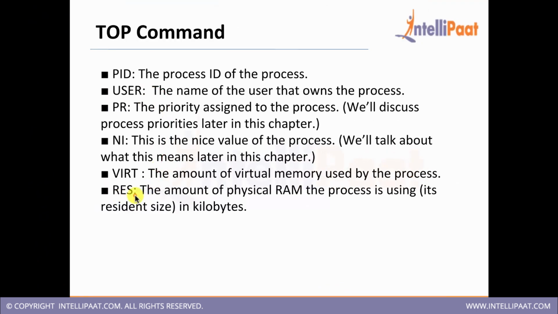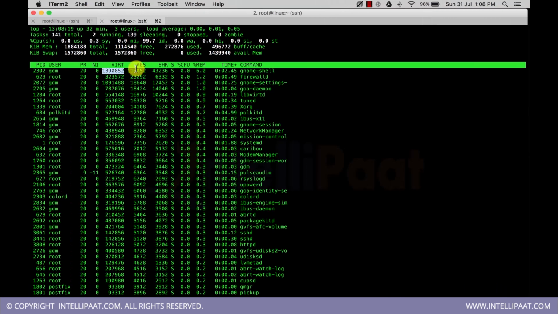So the next one is the amount of physical RAM the process is using. So that is this RES. The rest of the residual RAM which it uses is this much. So this is the virtual memory, and if I add these two, I get the total amount of memory that is used by the system, and that is 6% of the total RAM which we are having, if this one is taken as 100%.